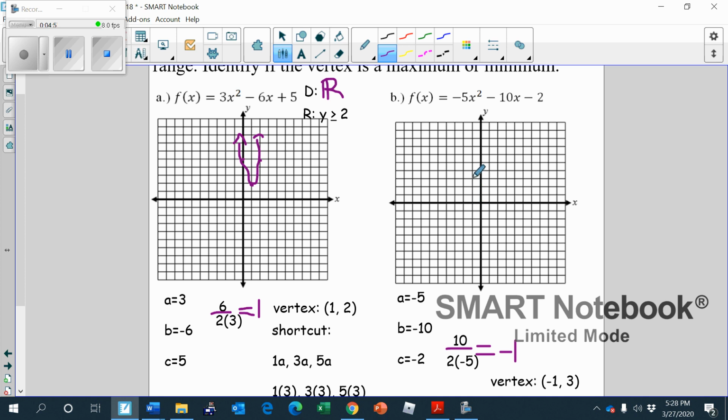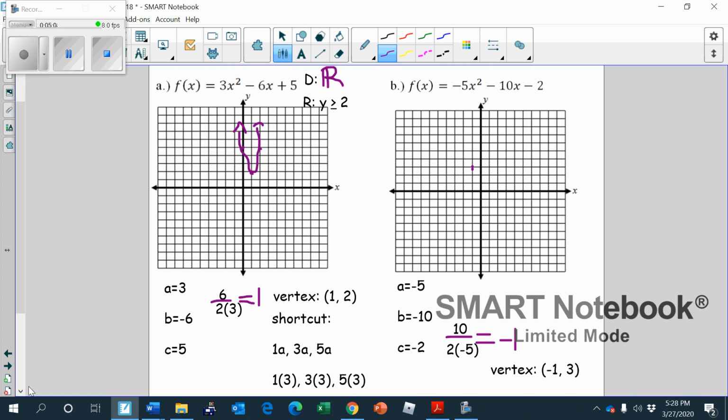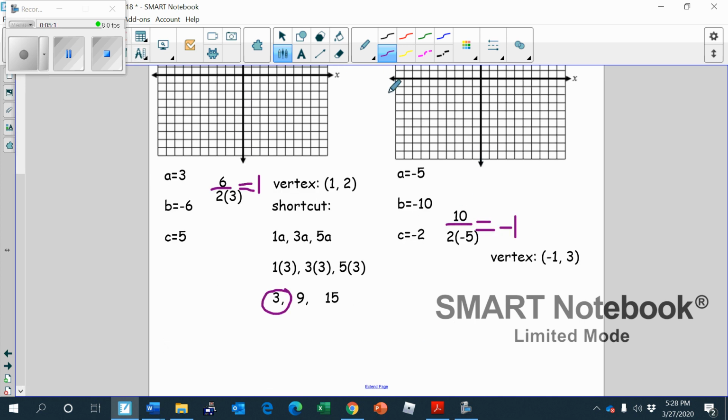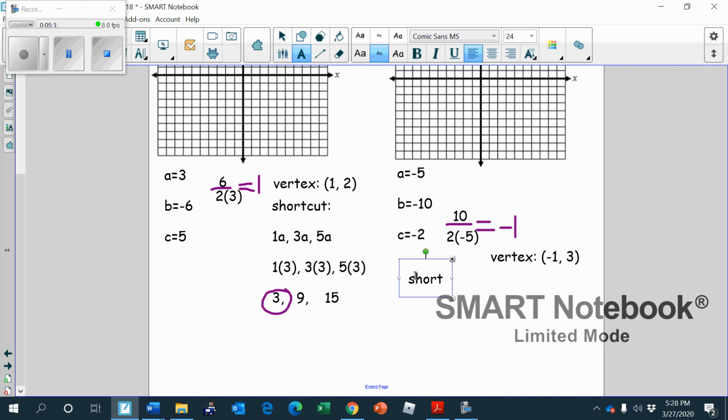So let's graph that. There we go. Now let's make sure we know what our graph is supposed to look like. Our graph we know is going to open down. Why? Because our first number, our A, is negative. Okay, sorry. So let's go back to our shortcut. Shortcut is, again, our 1A, 3A, 5A. And we're going to do 1 times -5, in this case, remember, our A is -5. So 1 times -5, 3 times -5, we're going to have big numbers here again.